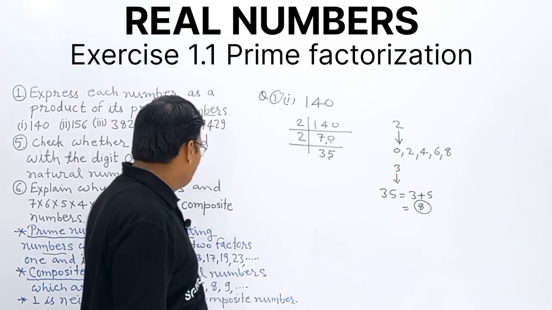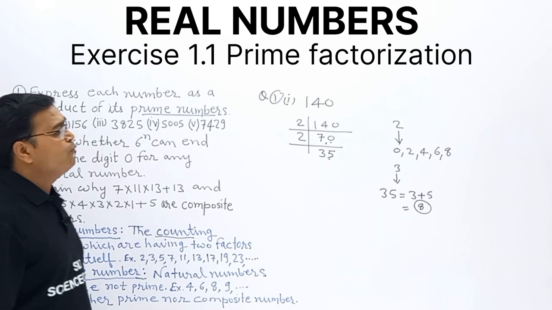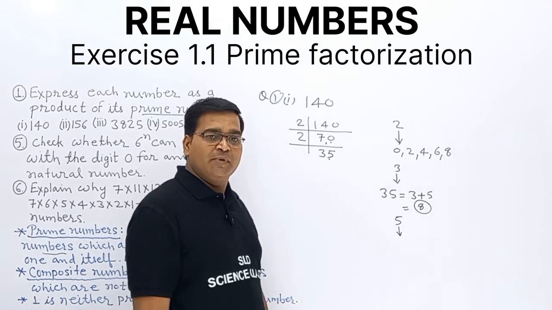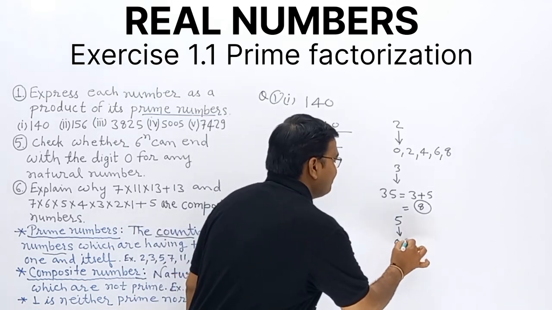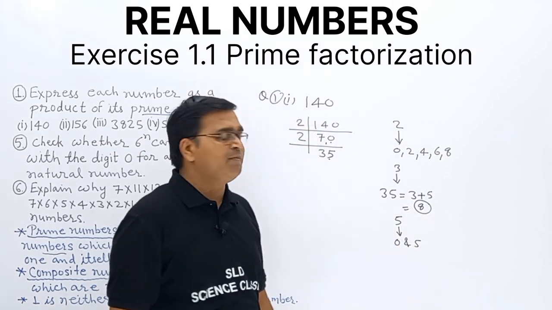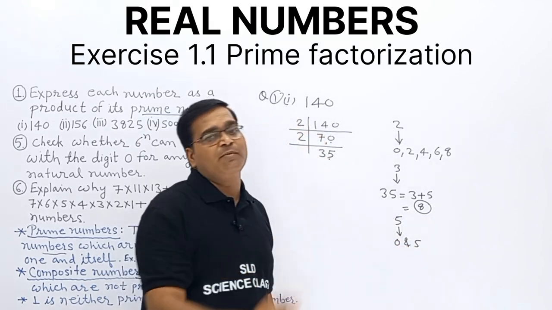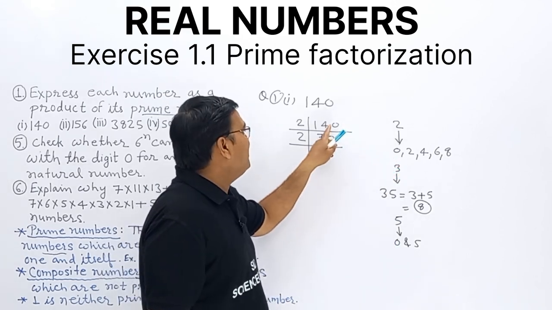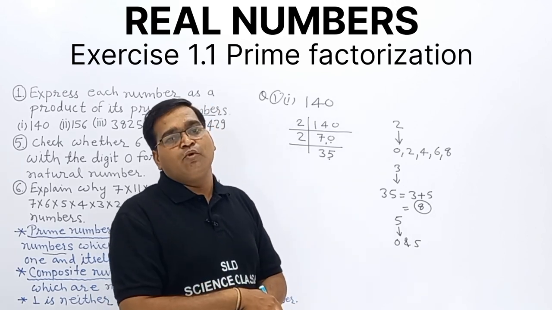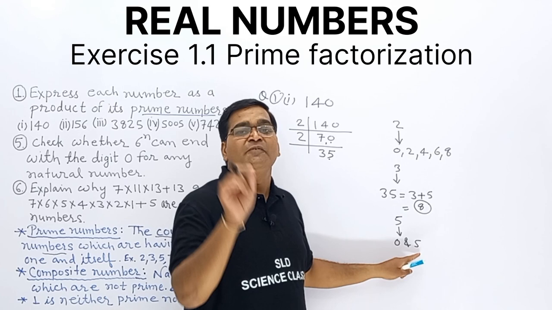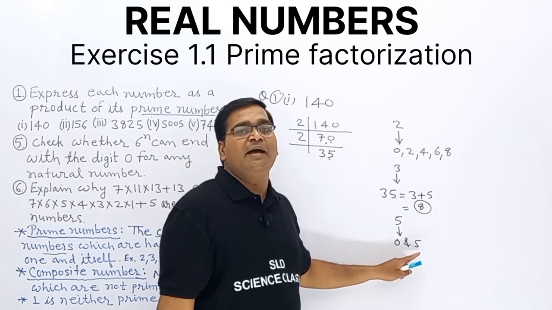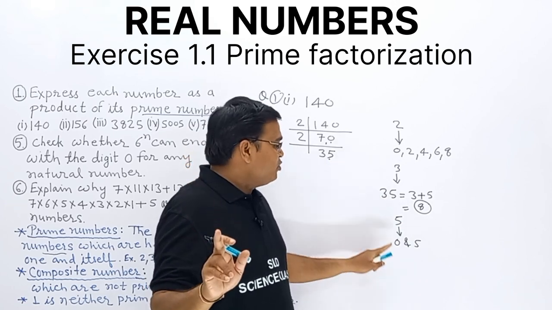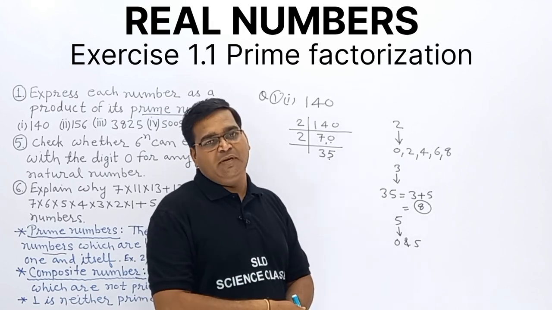So the next prime number to be used is 5. Now what is the divisibility rule of 5? For 5, if the unit place has 0 or 5, then we can divide that number by 5. But 0 we already used, so if the unit place is 0, we already divided by 2. So we only observe if the unit place has 5, then we can divide by 5. अगर unit place पर 5 होगा तो हम 5 से divide कर पाएंगे.